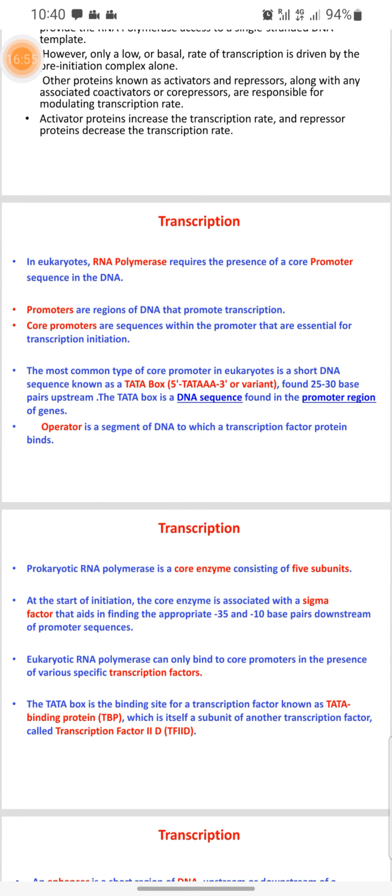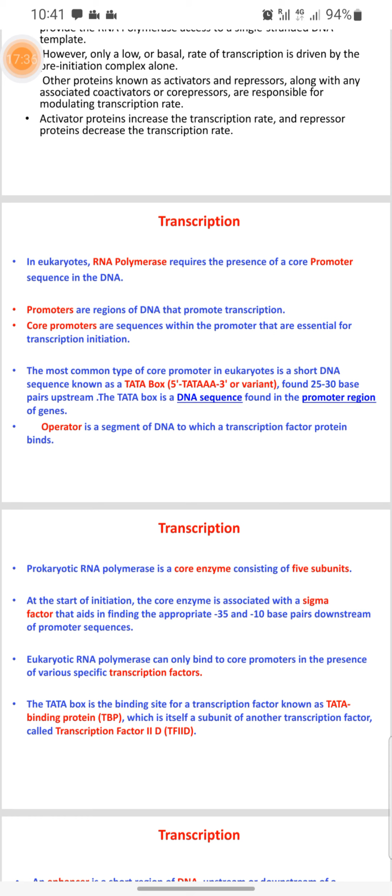In eukaryotes, RNA polymerase requires the promoter sequence in the DNA that we already studied. Promoters are the regions of DNA that promote transcription. Core promoters are sequences within the promoter that are essential for transcription. The most common core promoter in eukaryotic DNA is the TATA box, TATAAA in the 5 to 3 prime direction or a variant, found 25 to 30 base pairs upstream.